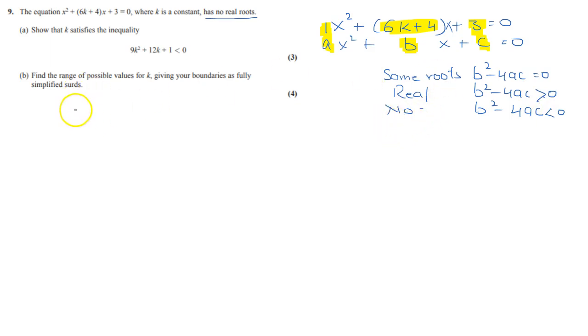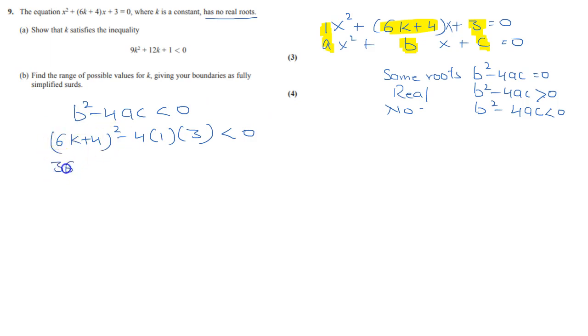Now it has no real root, so we are going to take this condition b square minus 4ac is less than 0. Here b is 6k plus 4 square minus 4, a is 1 and c is 3, should be less than 0. So the expansion of this is 6 square is 36k square plus 4 square is 16 plus 6 times 4 is 24 times 2 is 48k minus 12 is less than 0. So that is 36k square plus 48k plus 16 minus 12 is plus 4 is less than 0.